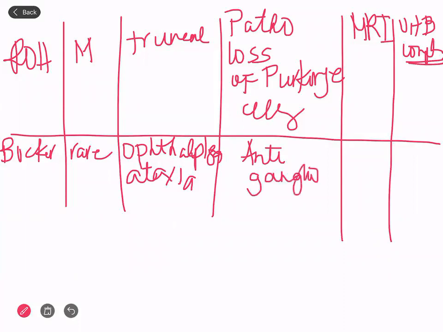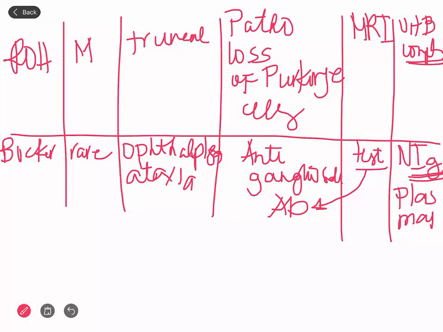Okay, and then for the diagnostics, you can actually test for the antibody itself, no? And then for the treatment, since it's an autoimmune condition, you can give steroids, or IVIG, intravenous immunoglobulin, or plasmapheresis, no? When you see plasmapheresis, it's like dialysis, no? You will remove the plasma, because remember that the antibody is found in the plasma of the person, no? So we'll remove that.